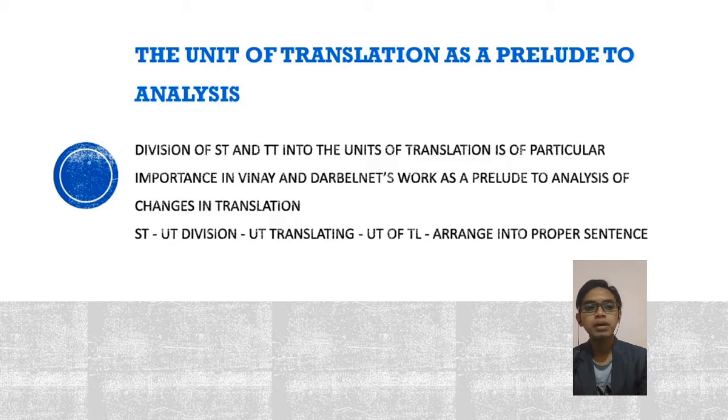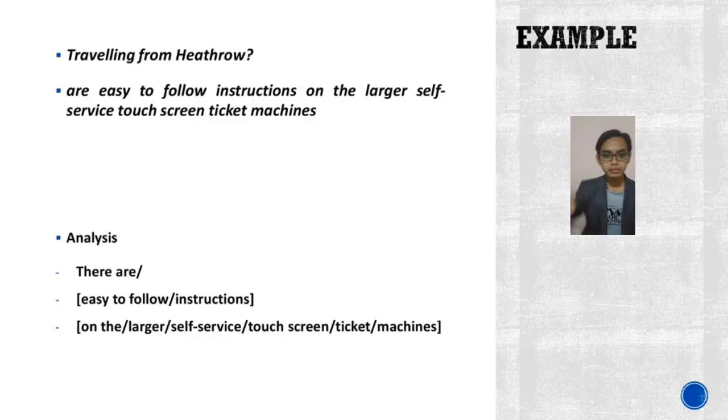The poster is located by the underground ticket office at Heathrow Airport, London. Traveling from Heathrow. There are easy to follow instructions on the larger self-service touch screen ticket machines. This is the example. A translator approaching this short text will most probably break it down into the title, Traveling from Heathrow, and the instruction in the second sentence. While that sentence will be taken as a whole, it might also in turn be subdivided more or less as follows.